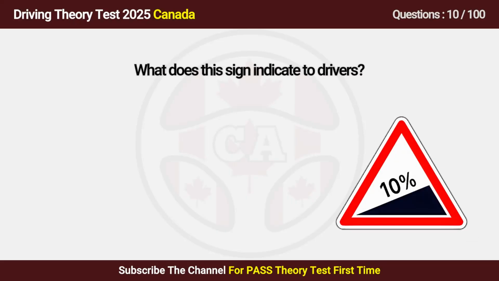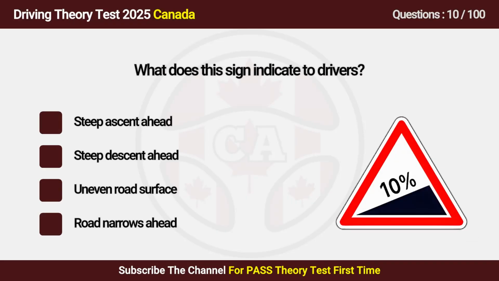Question 10. What does this sign indicate to drivers? A. Steep ascent ahead. B. Steep descent ahead. C. Uneven road surface. D. Road narrows ahead.